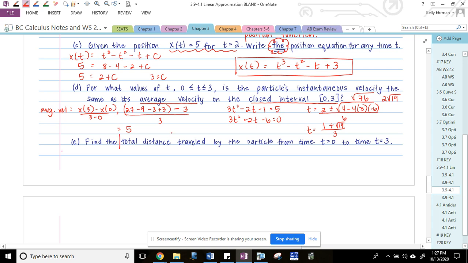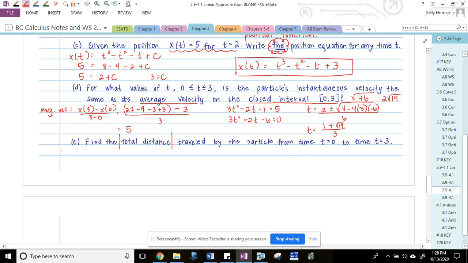Find the total distance. Again, remember in chapter 1, I think it was, total distance meant we had to make change in positions positive no matter what. Travel by the particle from time 0 to time 3. If this is a no calculator problem, then we need to figure out where that change in position is negative. So in other words, where does this particle turn around? It's going on the x-axis.